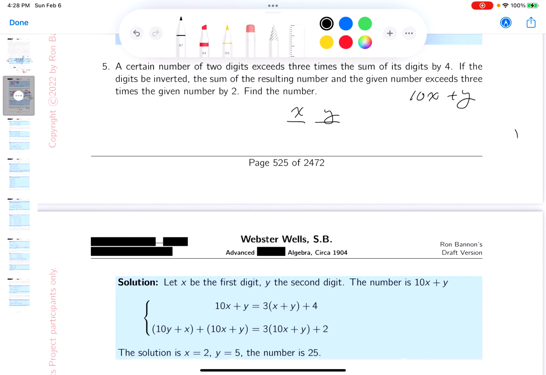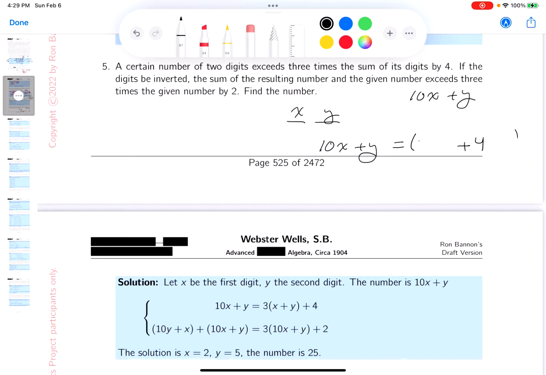All right. So a certain number of two digits exceeds three times the sum of the digits by 4. Well, let me write this down. That's the two-digit number, by the way, 10x plus y. And it says it exceeds three times the sum of the digits by 4. Well, what are the sum of its digits?